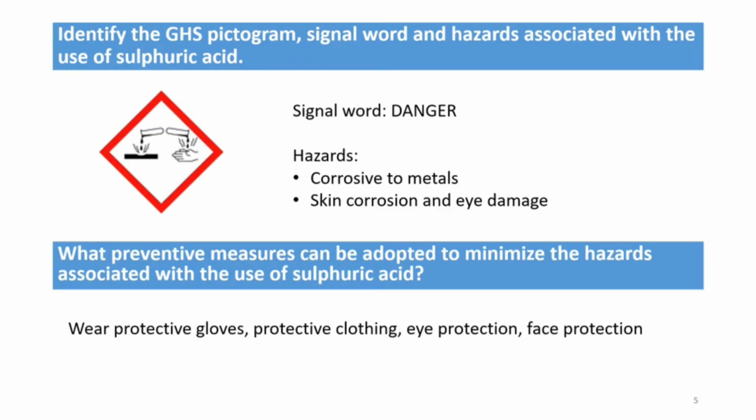What preventive measures can be adopted to minimize the hazards associated with the use of sulfuric acid? You can wear PPEs such as protective gloves, protective clothing, eye protection, and face protection.